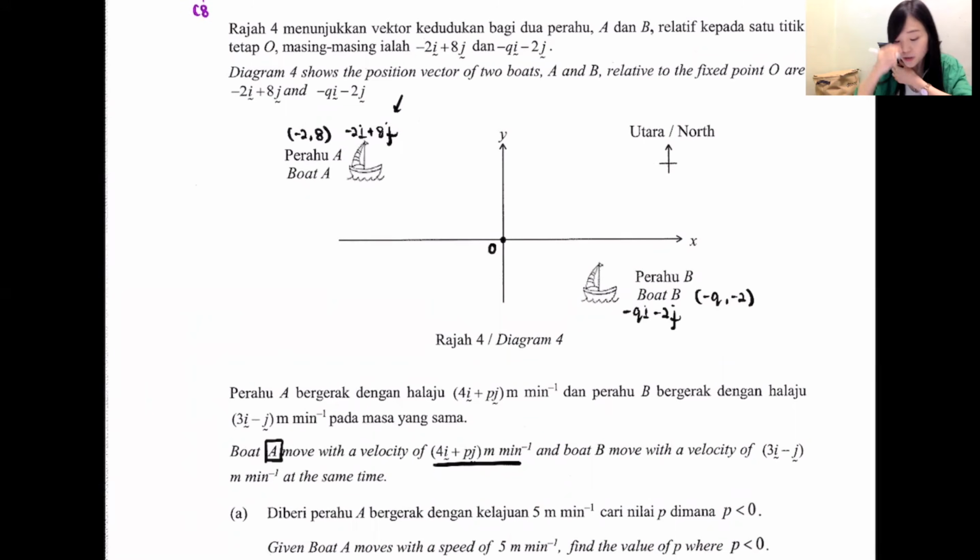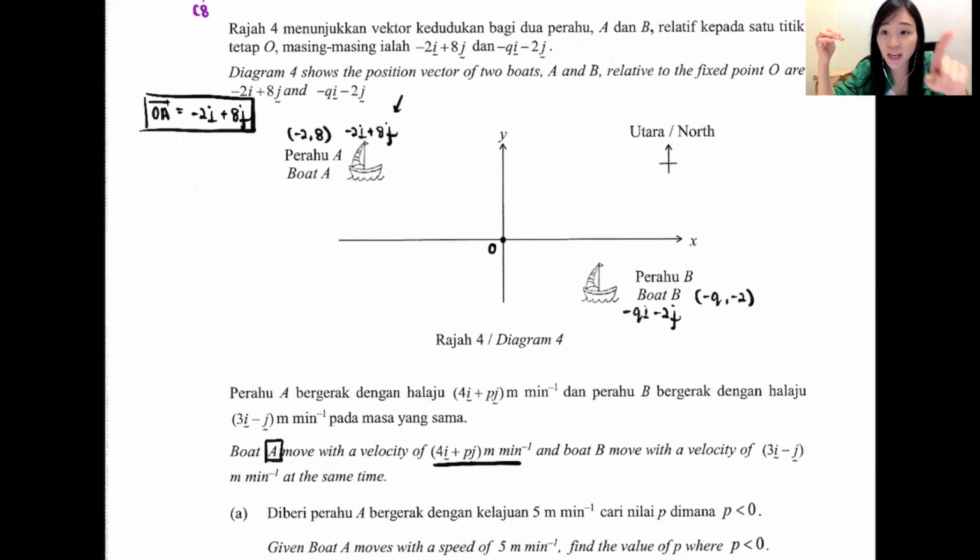What can I write? Okay, I write like this for you. I think you guys will understand it better. From the origin go to boat A, right? I know it's negative 2i plus 8j. Make sense, my dear? From the origin go to A, the position is negative 2i plus 8j. That's what they say, right?